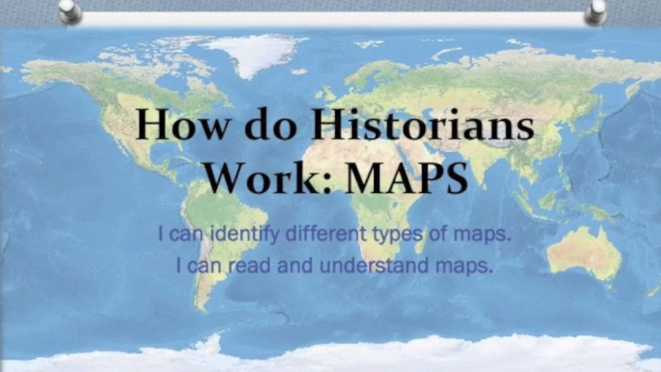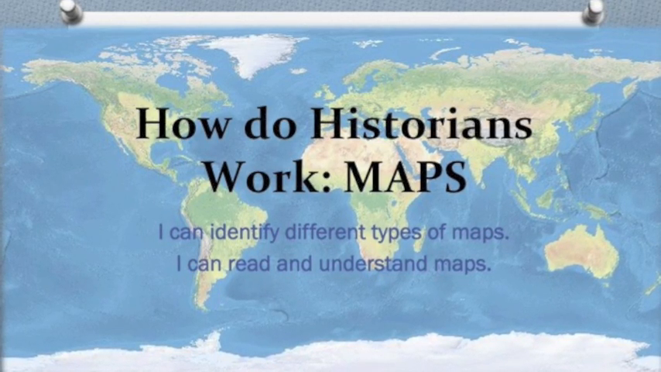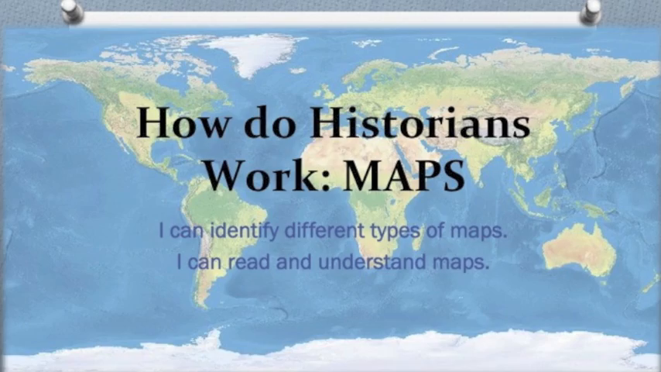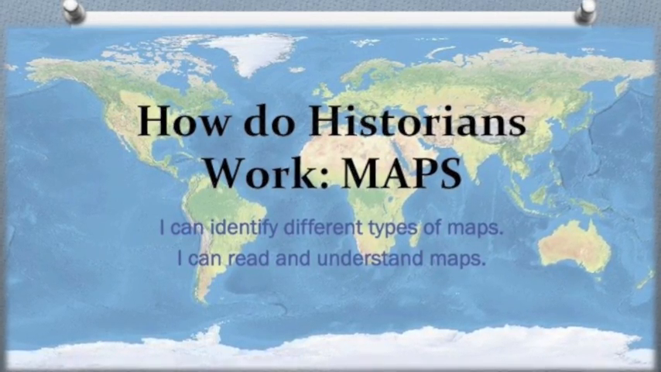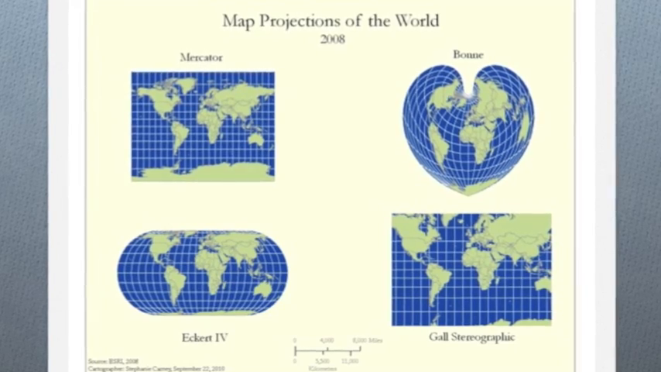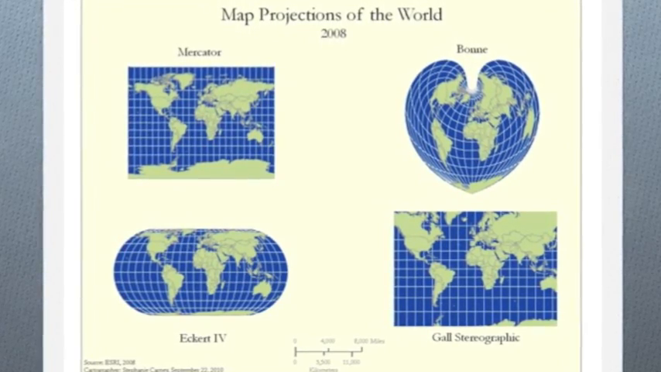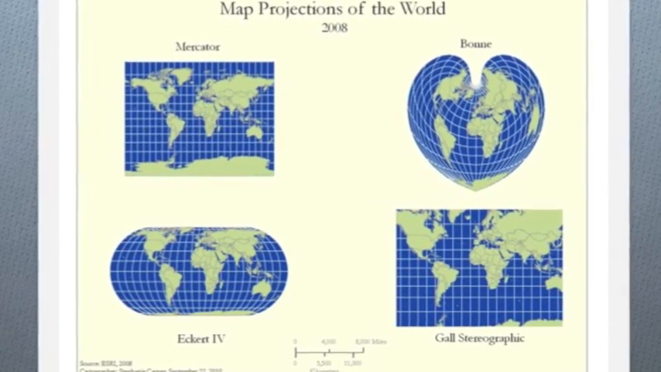Our goal after watching this video and completing the video worksheet is to be able to identify the different types of maps and to be able to read and understand maps. So let's get started. A map is a flat drawing of all or part of the surface of the earth.